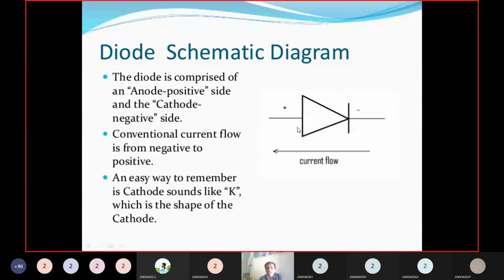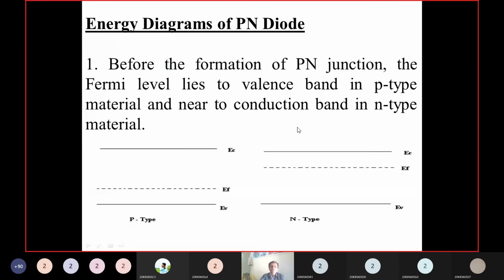Okay, this is an anode. So that is the schematic diagram of the PN junction diode. Now, the energy diagram of the PN junction diode.